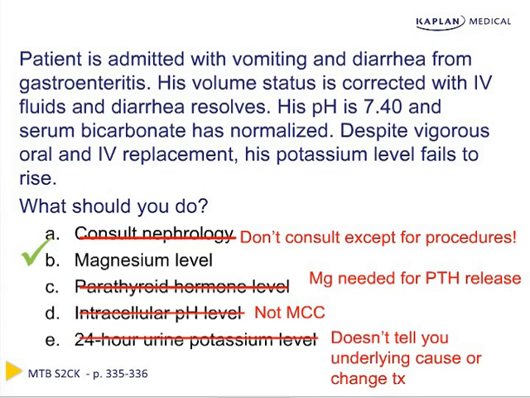Finally, E is a little tricky because in the case of hypomagnesemia, you would see increased potassium on a 24-hour urine sample. However, low magnesium isn't the only cause of increased urinary losses of potassium, so it wouldn't give us the definitive diagnosis.